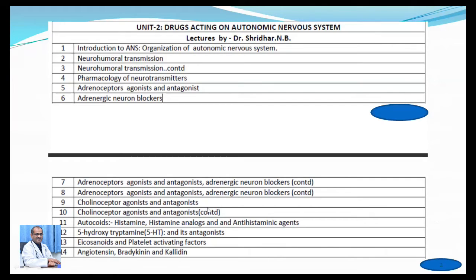cholinergic receptor antagonists and agonists, and autacoid pharmacology is also covered under this unit, and 5-HT and its antagonists, eicosanoids and angiotensin, bradykinin and kallidin. So these are all the syllabus of your unit 2. We will try to finish it in 14 or 15 classes.